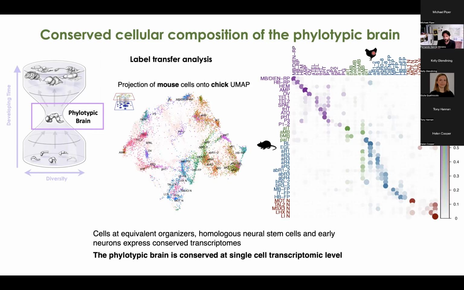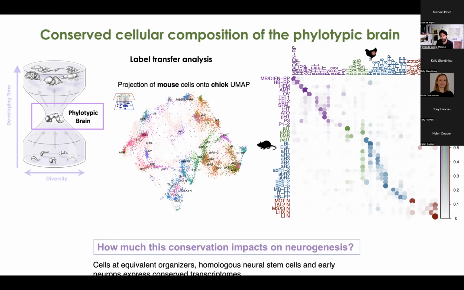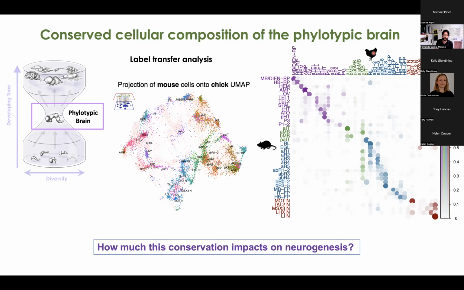So beyond this, we wanted to see, as I told you earlier, on a secondary stage, how this early conservation of the phylotypic brain is impacting on the neurogenesis program in all these species. So we have moved to understand how neurogenesis is happening at many different levels in the 3 experimental species we have in the lab. As I told you, mouse, chick, and gecko.